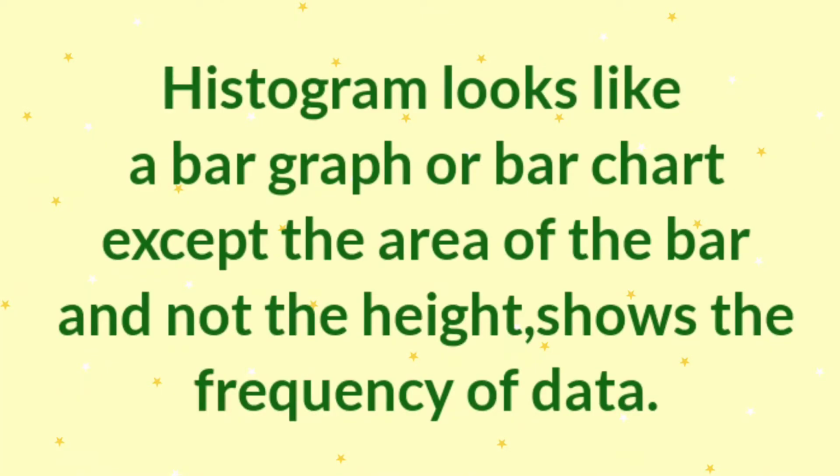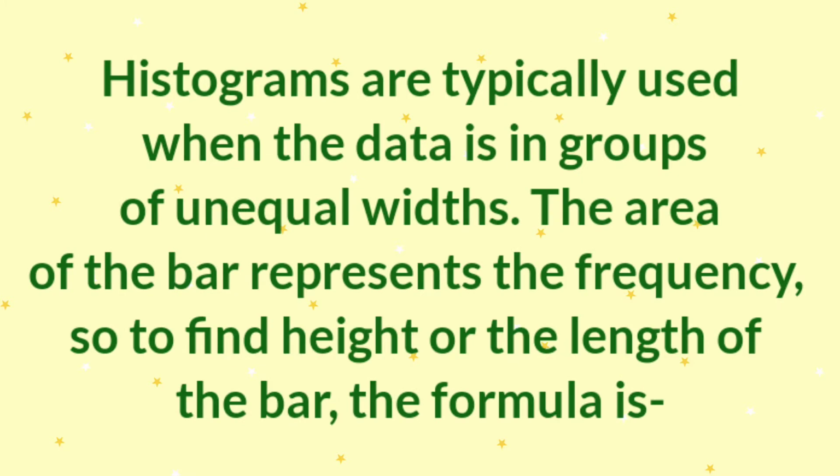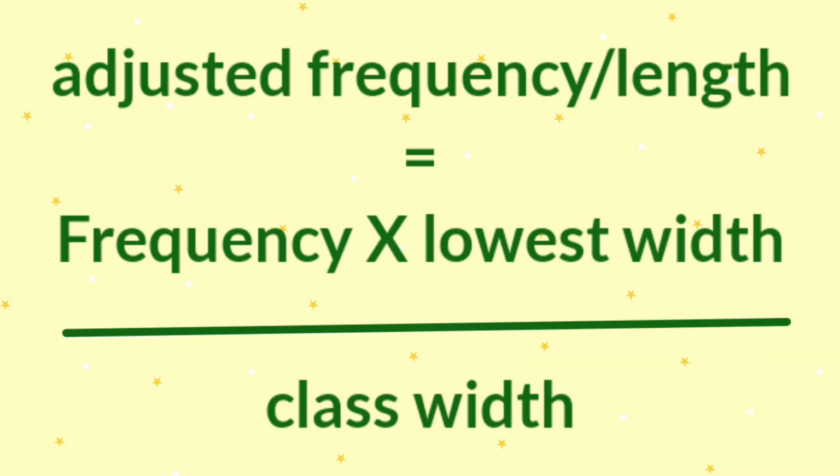A histogram looks like a bar graph or bar chart, except the area of the bar, and not the height, shows the frequency of data. Histograms are typically used when the data is in groups of unequal width. The area of the bar represents the frequency, so to find the height or length of the bar, the formula is: adjusted frequency or length equals frequency times lowest width upon class width for the corresponding frequency.